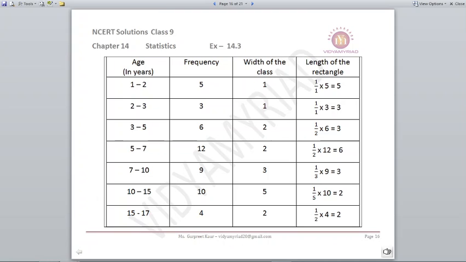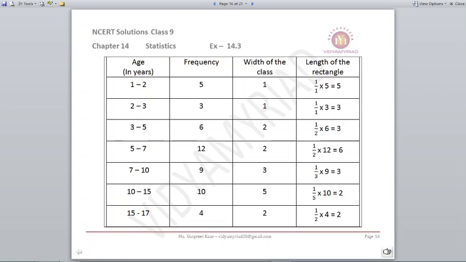1 upon 1 multiplied by 3, which is 3. 1 upon 2 multiplied by 6 is equal to 3. 1 upon 2 multiplied by 12 is 6. 1 upon 3 multiplied by 9 is 3. 1 upon 5 multiplied by 10 is 2. 1 upon 2 multiplied by 4 is equal to 2.